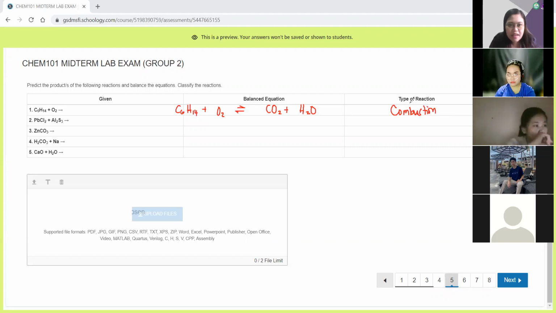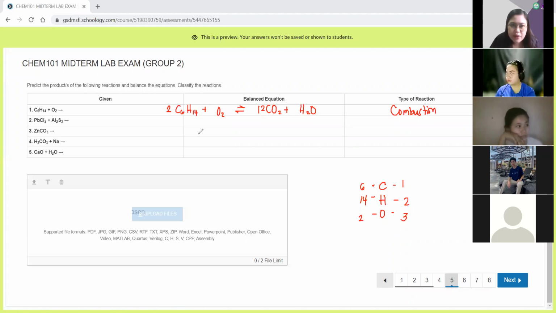So, in balancing, since this one is an even number, I would like to add 2 here. So this becomes 12 here. Sorry, let me just write the elements so you won't get confused. The original elements: carbon 6, hydrogen 14, oxygen 2. On the other side, 1 carbon, 2 hydrogen, and 3 oxygen. So I think I added 2 here. This becomes 12. And on the other side, I also put 12, so this becomes 12 also. But the hydrogen, 2 times 14, this becomes 28.